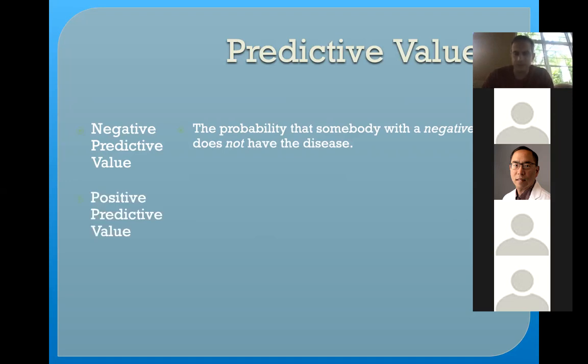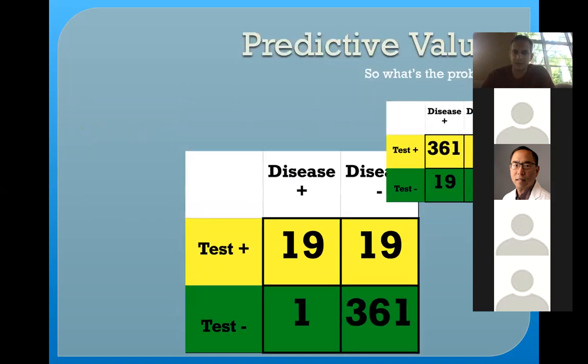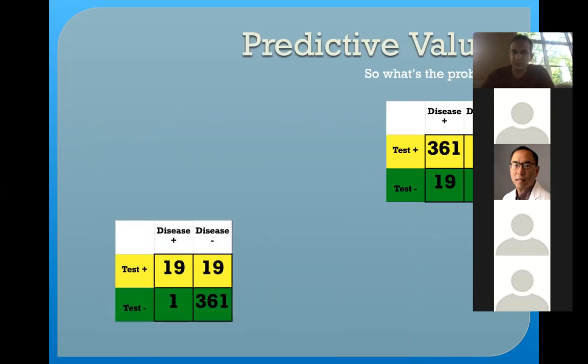Positive predictive value, by the same token, is the probability that somebody with a positive test has the disease. It seems like it answers our question, but again, there's a problem there. So the problem is prevalence. Positive and negative predictive values vary as the prevalence of the disease varies.